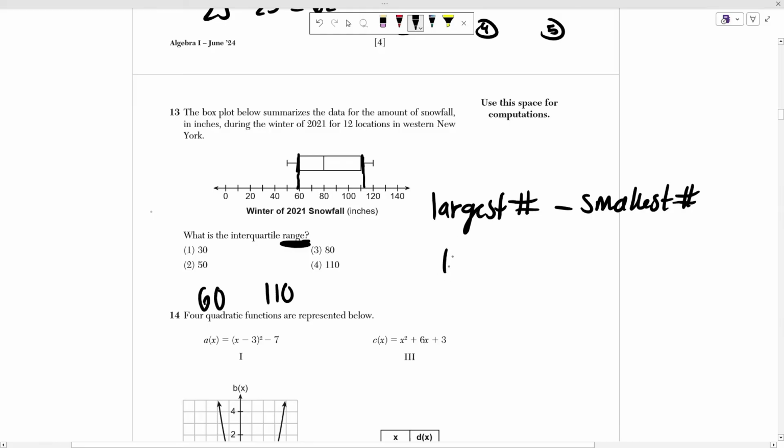So the largest here is going to be 110 in this interquartile, and the smallest is 60, so 110 minus 60 is actually equal to 50, right? So that's how much my data is going to range by. Remember, we're looking for the interquartile range. That is the range of the box, right? The box is our quartile. So we have to subtract this end of our box from this beginning of our box.